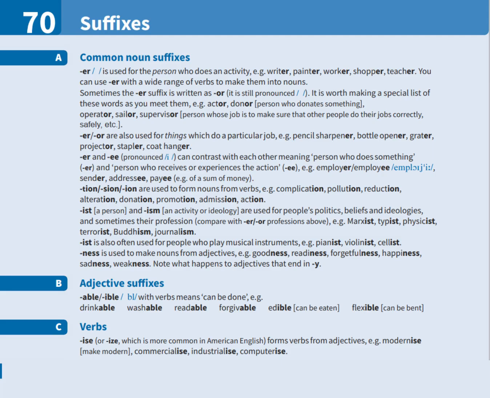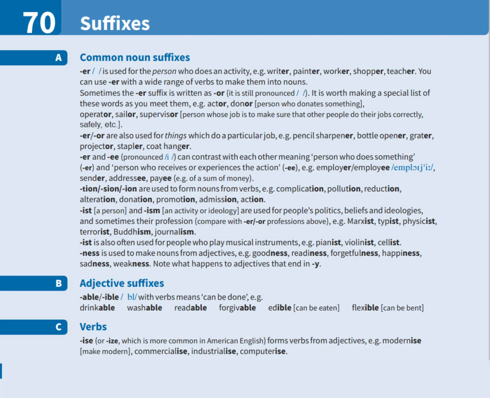Forming nouns with -ness. The suffix -ness is added to adjectives to form nouns. Examples include goodness, readiness, forgetfulness, happiness, sadness, and weakness. When an adjective ends in the letter y, the y often changes to i before -ness is added. For example, happy becomes happiness, and ready becomes readiness.